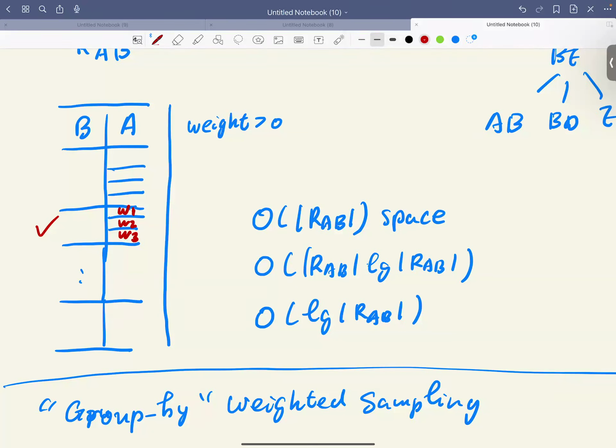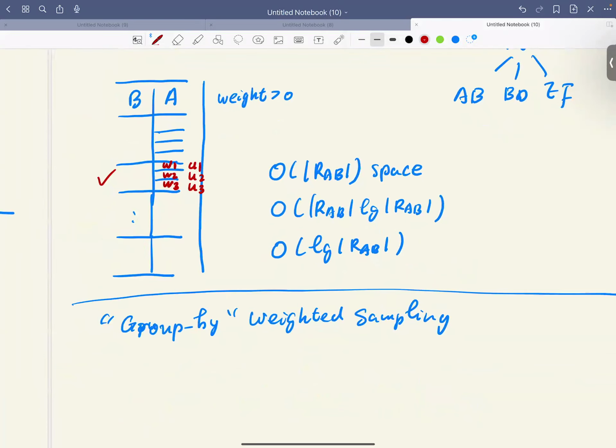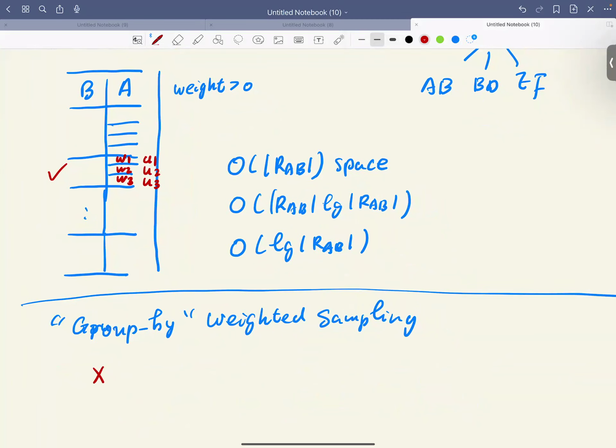And therefore, there were three tuples here, let's say U1, U2, and U3. What I want is a random variable X, because this is sampling, so the output is random. So the probability for X to be Ui, as I said, should be proportional to its weight. But what does that mean exactly? The meaning is Wi over W1 plus W2 plus W3.